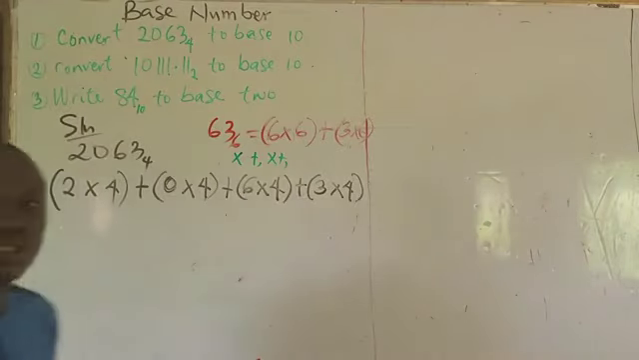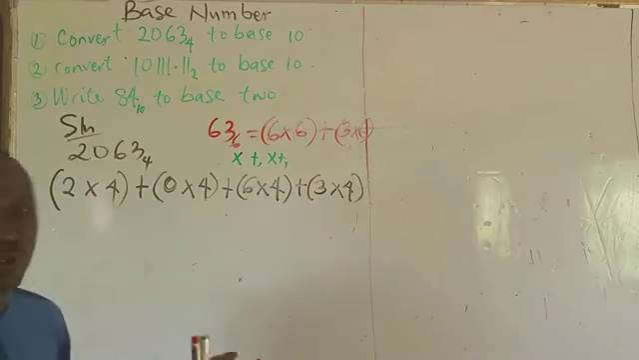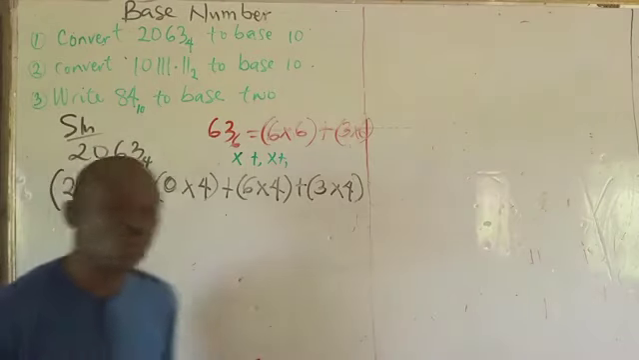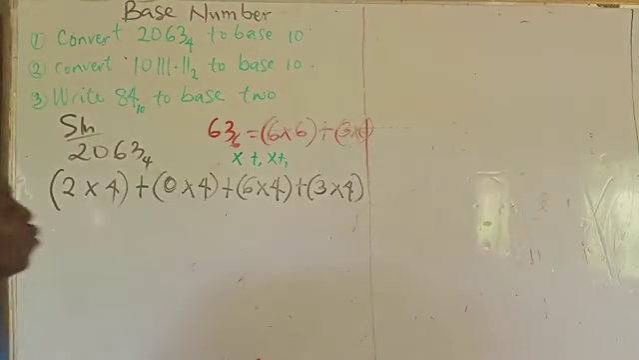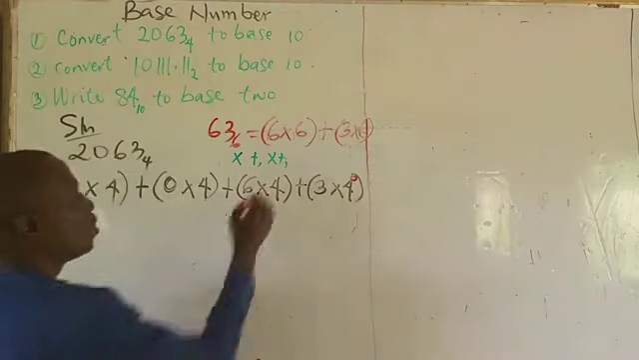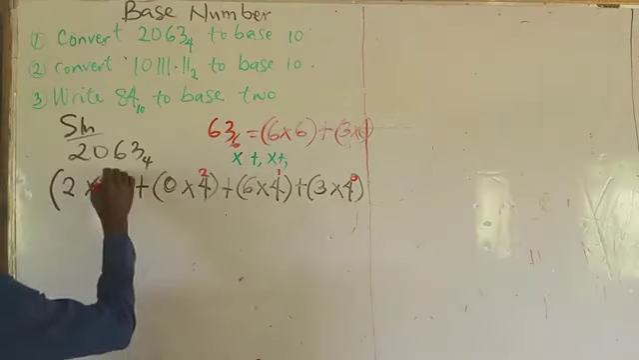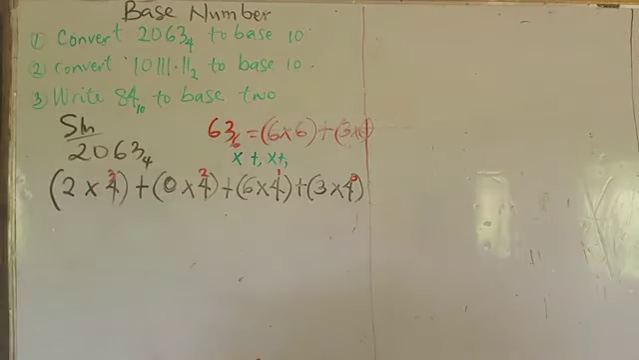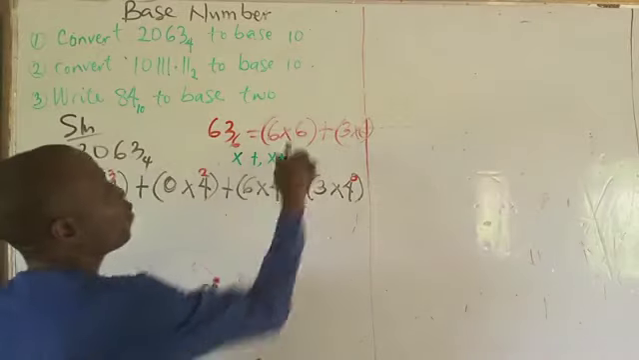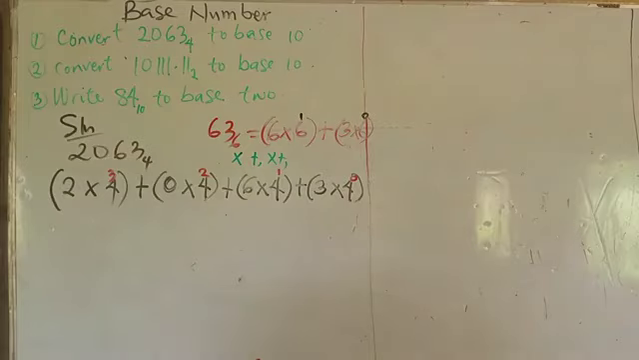The first thing is what I just explained: you multiply each of the numbers by the base you are converting from. Secondly, you insert the power on each of the bases you are converting from. You start from 0 here, raised to power 0, and the next one is raised to power 1, the next to power 2, and the last one to power 3. You see that it's that simple.